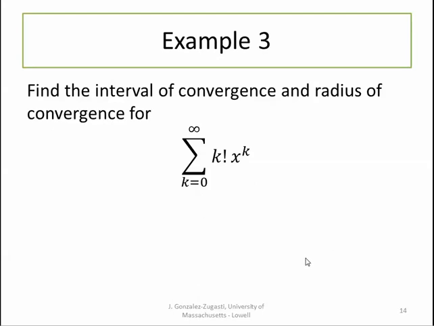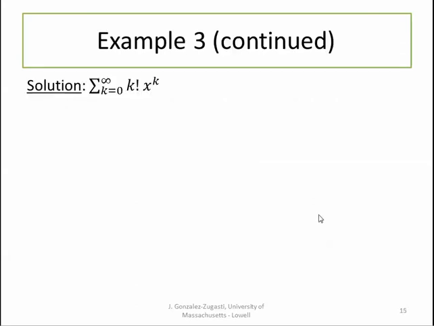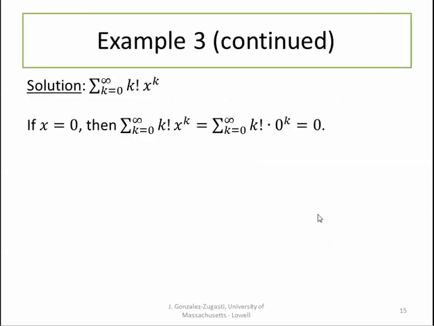Let's look at another example. Let's find the interval of convergence and radius of convergence for this series, k factorial times x to the k. Before we do that, let's consider the case where x is equal to 0. If we plug x equals 0 into this series, we end up with a series equal to 0. So it definitely converges there.